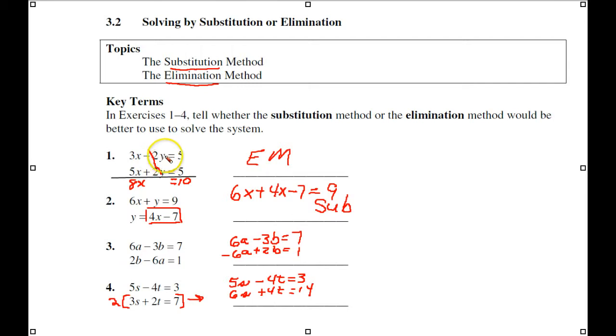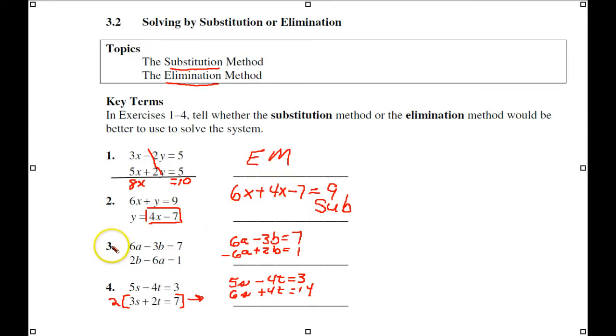So for the first one, we had them in standard form. We put a line under them. The two y's canceled out, and we have just 8x equals 10. In example 2, we use this value for y in terms of x to replace the y, that is, to substitute for the y. And again, we get an equation with only one variable.